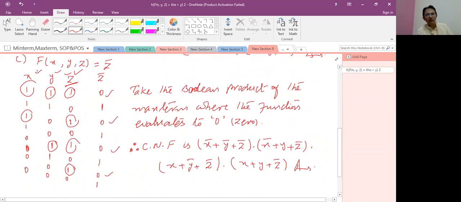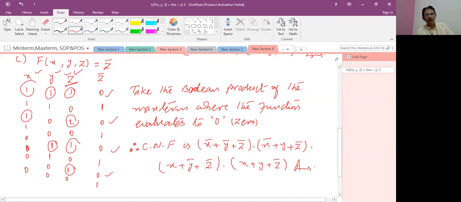Now the next application: if you find f of x, y, z equals z complement, for example, first we make 3 columns x, y, z. Then you take the complement of z, the third column, of each value. After that, if you find the Boolean product of the maxterm, the function evaluates to 0. So we consider the 0. Each variable x, y, z value is opposite of 0. So we take the complement, x complement plus y complement plus z.